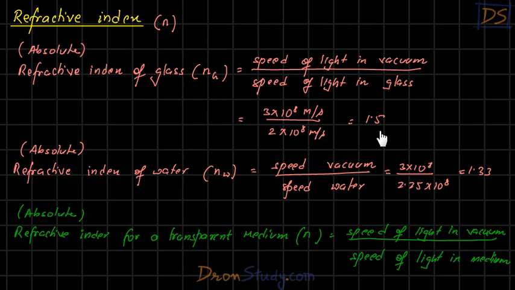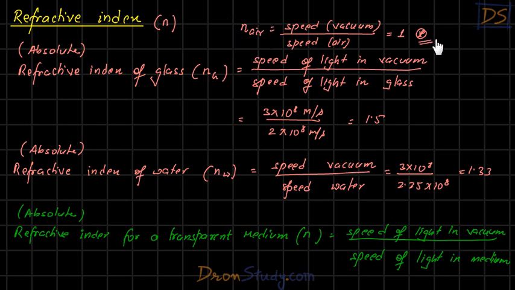Okay, tell me, what will be the refractive index of air? What is the refractive index of air? Tell me. What is mu of air? Refractive index of air. So that will be speed of light in vacuum divided by speed of light in air, and both are almost same, so this will be 1. Now this is an important quantity, you must remember this, that refractive index of air is 1.